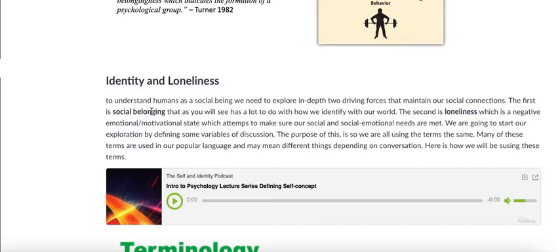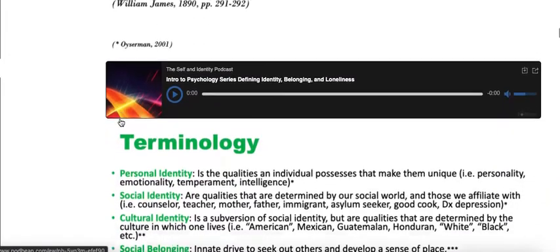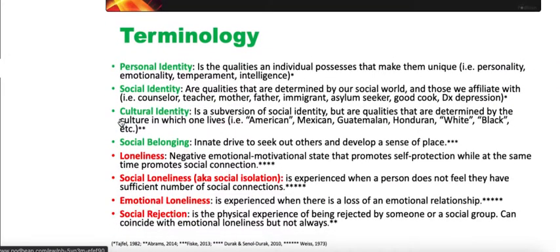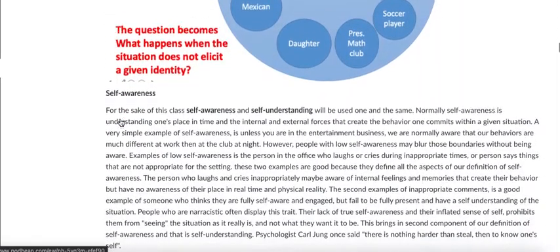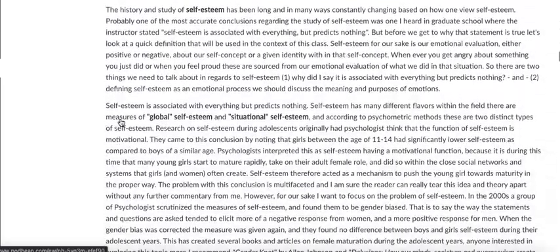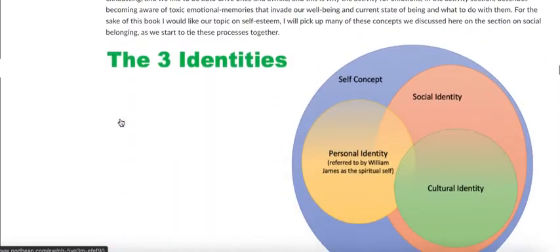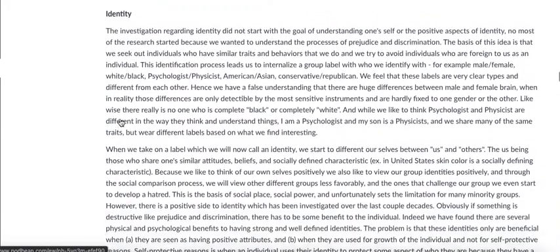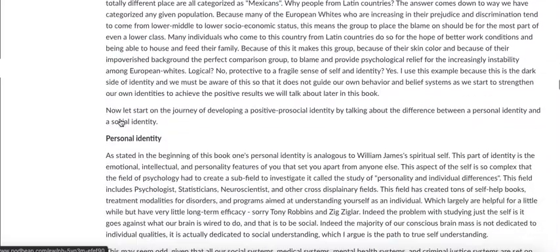This is a very important topic. If there's one topic that you need to have in this class, I think this is the one that I encourage you to spend some time with. So we'll start with identity and loneliness. We're going to start with some terminology so that we're all on the same page and using these terms in the same way through this class. And then we'll talk about the self-concept, self-awareness, and self-esteem. We talk about feelings, emotions, and gut reactions. We'll talk about the 3 forms of identity: social identity, personal identity, and cultural identity, and how those influence how we act and behave in certain situations.